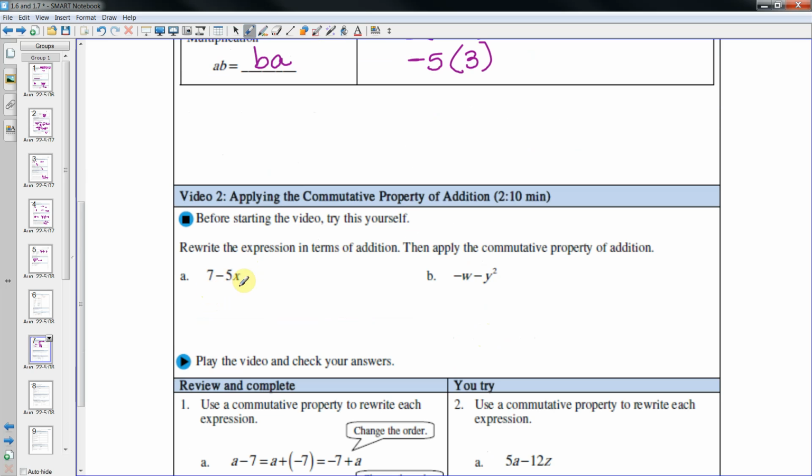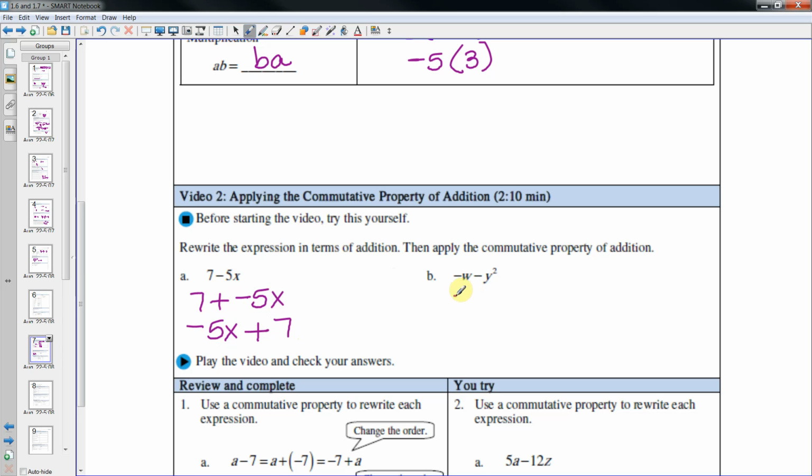So we would have 7 minus 5x. They're really wanting you to say 7 plus a negative 5x. That's rewriting the expression in terms of addition. We did that in the last section. So then if you're going to use commutative property of addition, switch the order: negative 5x plus 7.